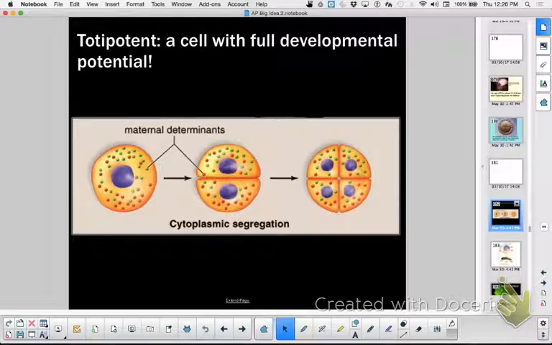And we talked about that the DNA is the same in all of those cells, but what's different in a cell that sends it down its developmental pathway? Do you remember? Look at the reds and the greens.